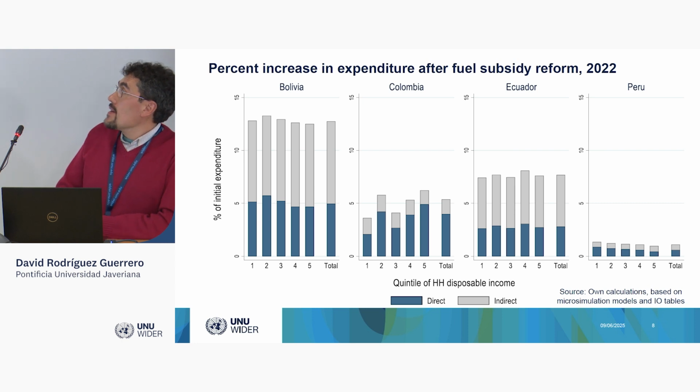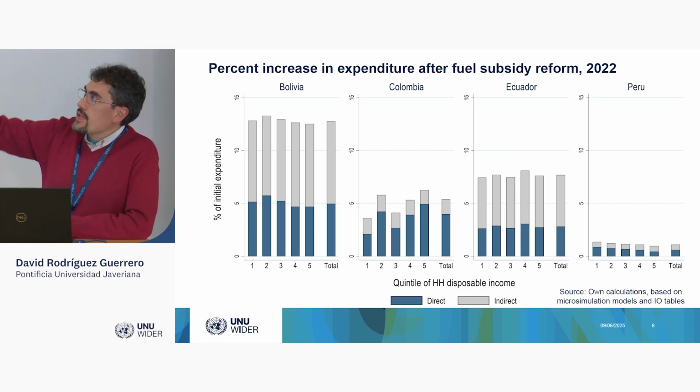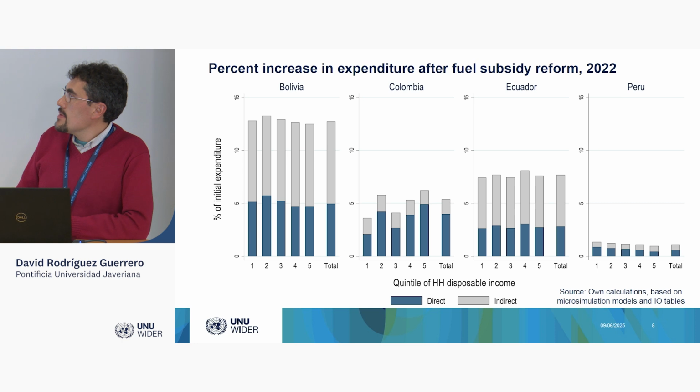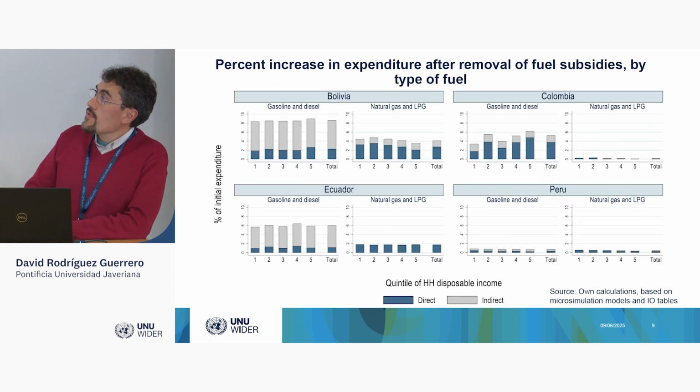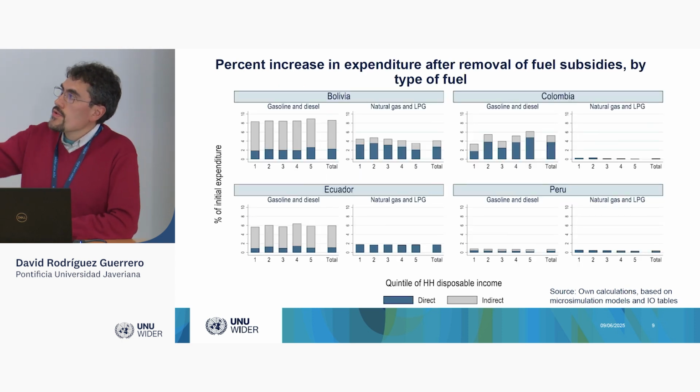So the higher effect we see is for Bolivia, and for Peru it is just a 10% increase, so the effect is lower. We also analyze the effect considering each fuel apart, gasoline and diesel on one side, and natural gas and liquefied petroleum gas on the other.